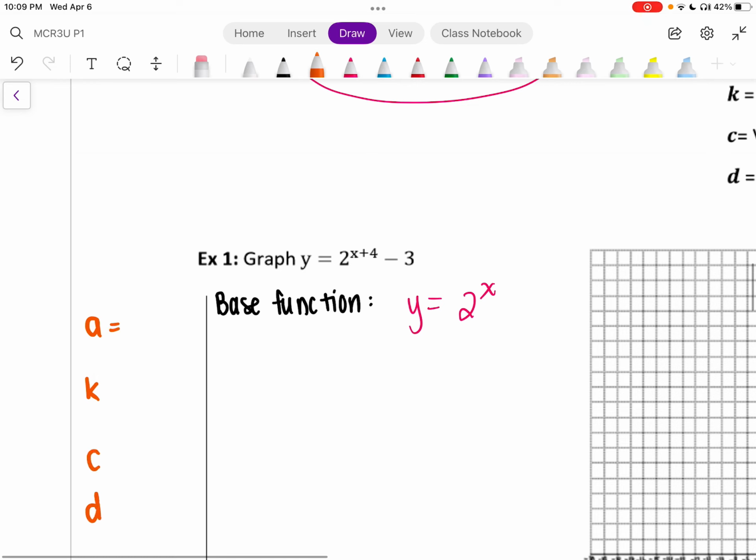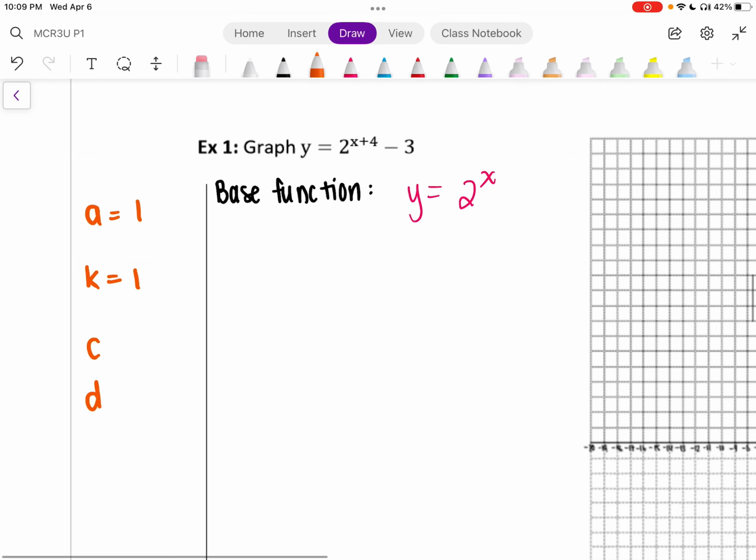I notice that there is no a value, so I leave it as 1. There is no k value, so I also leave that as 1. The c here is actually the negative 3 at the end, and the d here is the positive 4, but when I pull it out, it becomes negative 4.